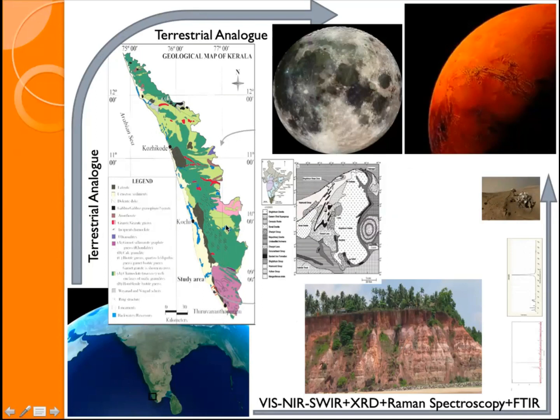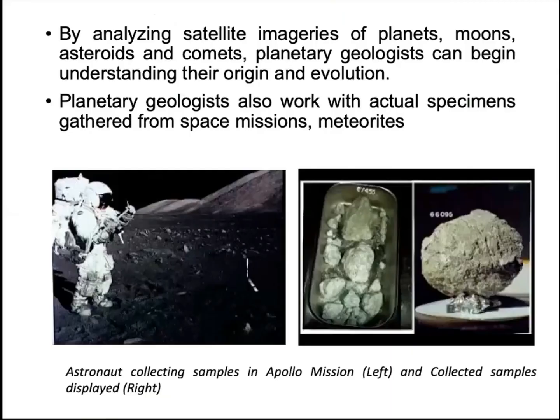That's the beauty of these terrestrial analog studies and how we can contribute these terrestrial analogs for planetary exploration purposes. Now, if some of you are interested in planetary geology, or want to be in planetary geological aspects, what type of work are we doing? Our primary source of data is satellite imageries from various missions. Using those satellite imageries, we can delineate various geological features and then interpret the formation mechanism of them.